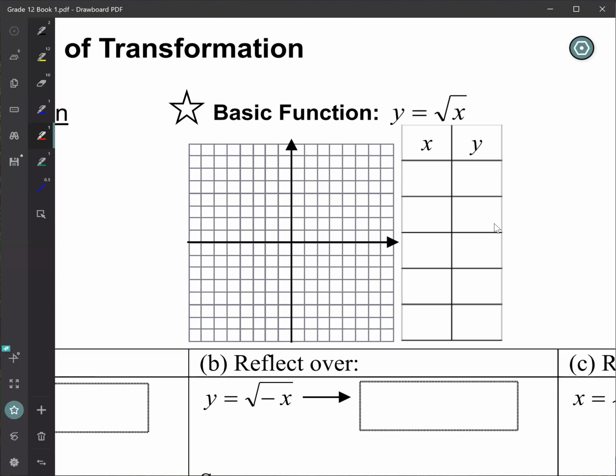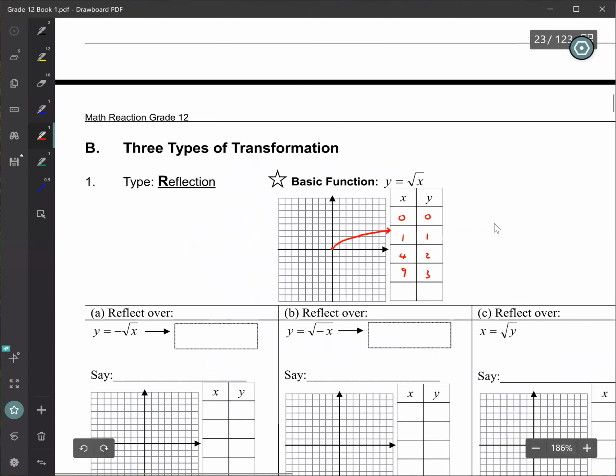Right, so the x points are 0, 1, 4, 9, right? And then y is 0, 1, 2, 3. So pretty easy: (0, 0), (1, 1), (4, 2), (9, 3). So the curve goes this way. Okay, so we put this up here, so then later on we can compare to see what happens.